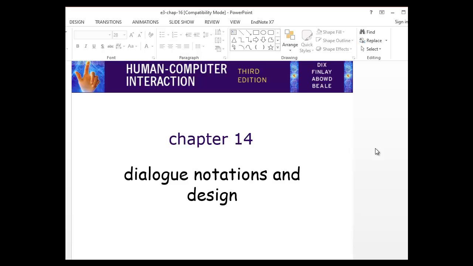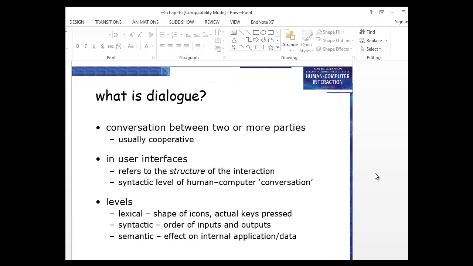This is chapter number 14, and here we will discuss dialogue notations and design. It means how a human and computer interact and how they communicate with each other. What are the methods that a human and computer use to communicate with each other? All these things we will discuss step by step in this lecture. So let's move toward the very first slide.